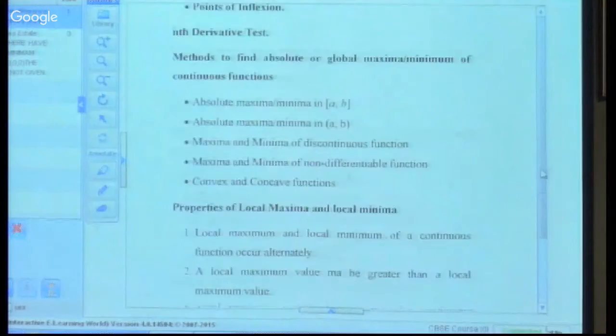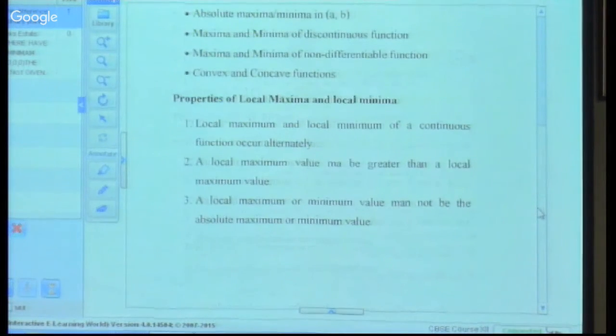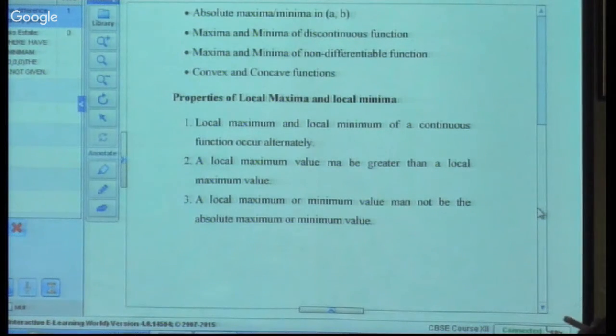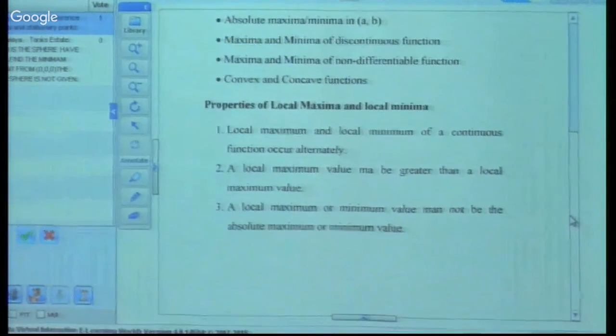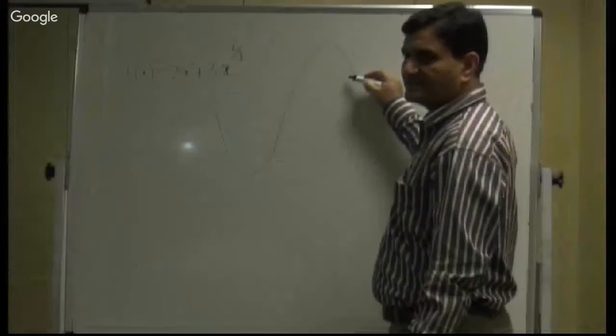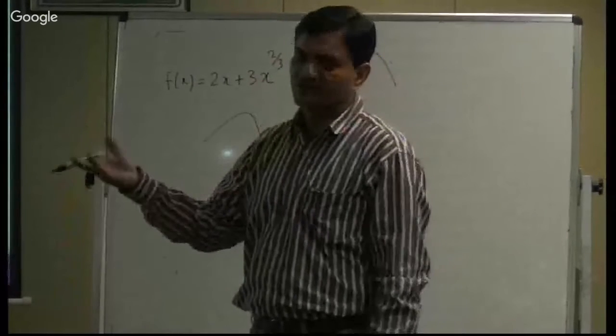Now there are some properties of local maximum minima. I'll just mention the properties. Properties: local maximum minima of a continuous function occur alternately. See, if there's a continuous function, you have a local maxima, then it will be followed by local minima, then local maxima. So they will be alternate because it is a continuous function.